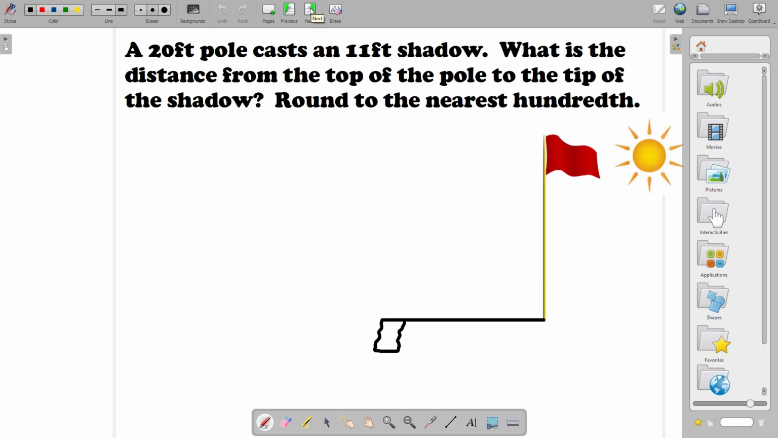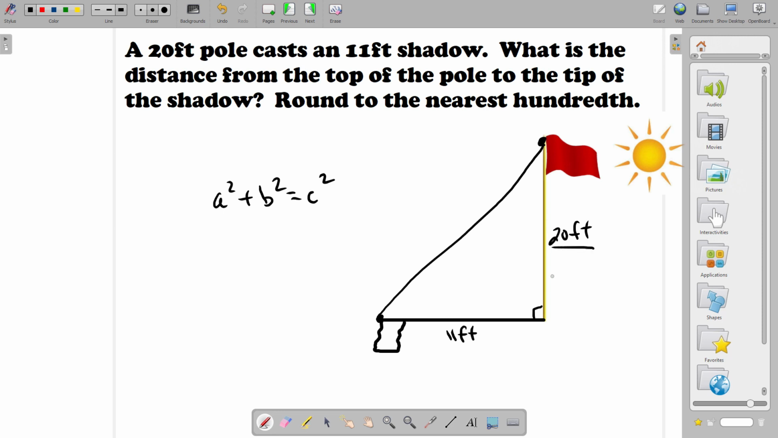So let's look at some word problems that are associated with the Pythagorean Theorem. Let's say that we have a 20-foot tall flagpole, and when the sun is shining, it casts a shadow that's 11 feet long. We want to know what is the distance from the tip of the shadow up to the tip of the flagpole. Well, this forms a right triangle, and so a squared plus b squared equals c squared.